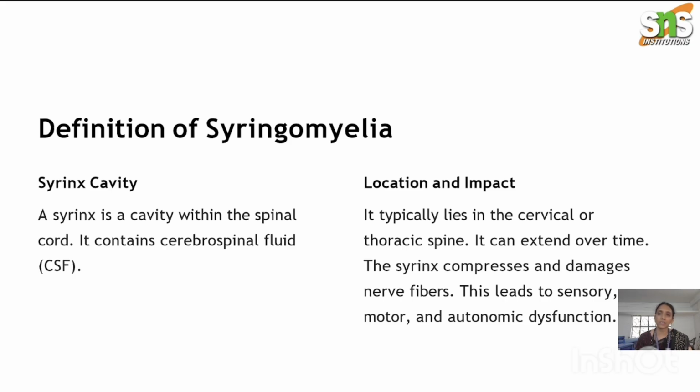It typically presents in the cervical and thoracic region of the spine. It can extend over time. The syrinx, that is the cavity present in the spinal cord, compresses the nerve fibers and can also damage the nerve fibers related to the syrinx. This can lead to sensory deficit, motor deficit, and also autonomic dysfunction of the human body.